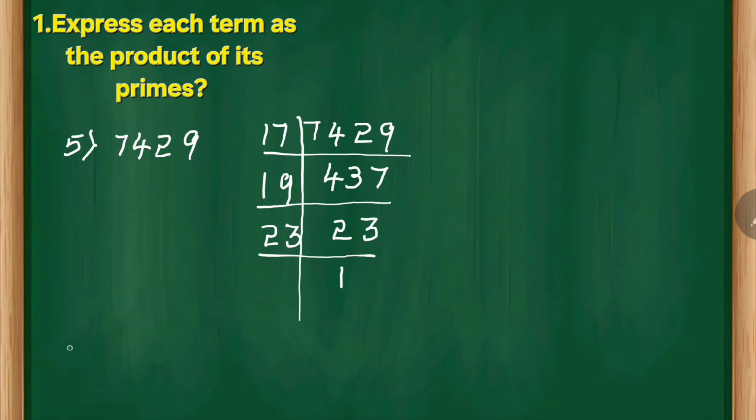So we have to keep on dividing till it gets completely divided. So the prime factors of 7429 are 17 into 19 into 23. So this is how we can express the given numbers as the product of their primes. I hope you all have understood how to solve this question.